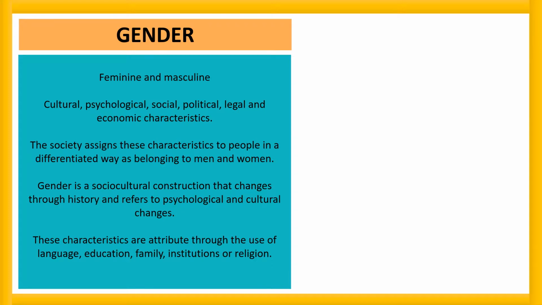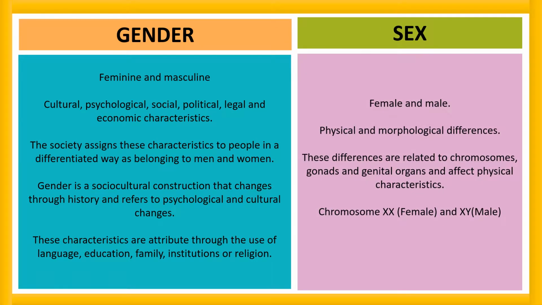Unlike gender, we understand sex as the biological differences that exist between man and woman, classified from birth as masculine XY chromosome or feminine chromosome XX. Therefore, sex is the sum of sex elements of the organism, such as chromosomes, glands, morphology, genitals, and sex hormones.